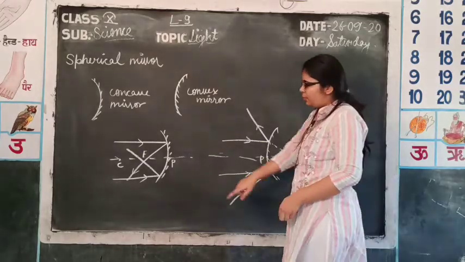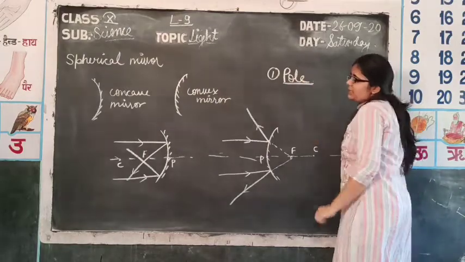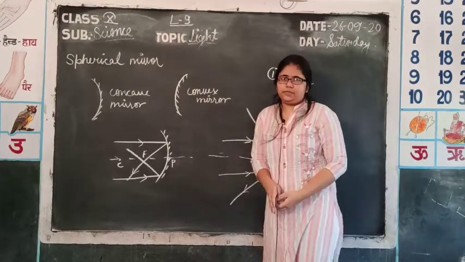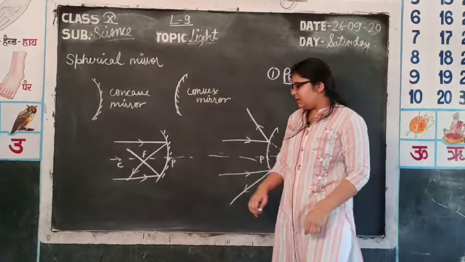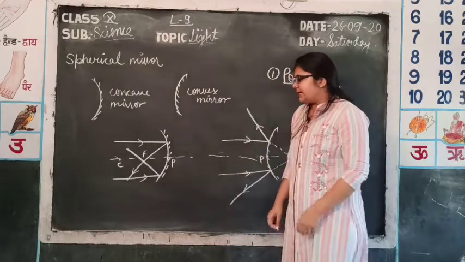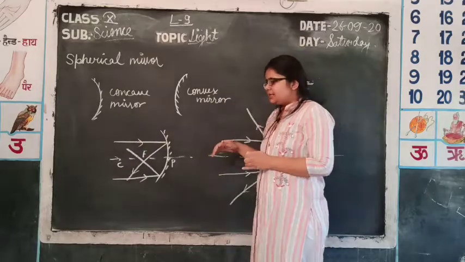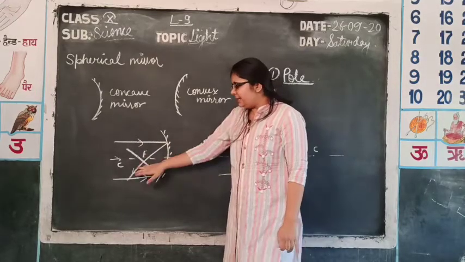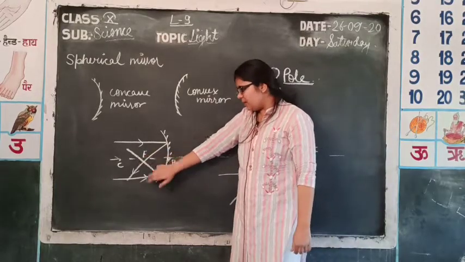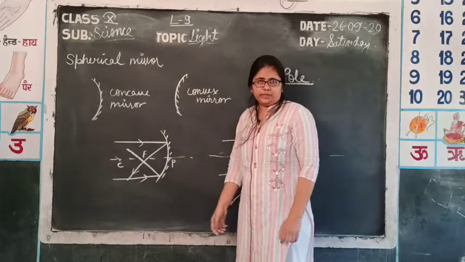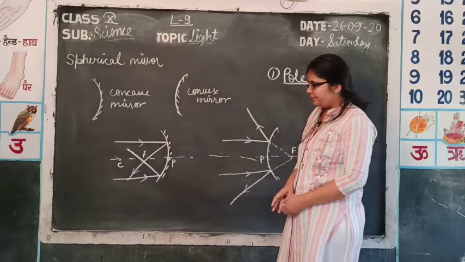The first term is pole. It is the middle part of the curved surface which is known as the pole. Every distance measurement which we will use in the numericals will be from the pole. The second term is focus. When parallel light strikes the curved surface, then it meets at a particular small point and that point is known as the focus. The distance between pole and focus is known as the focal length of the mirror, which is denoted by small f.